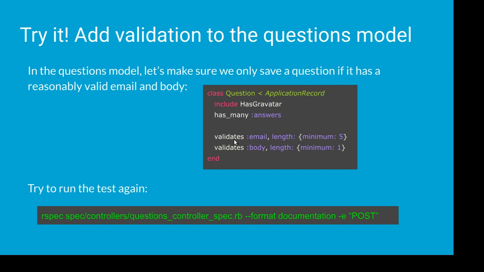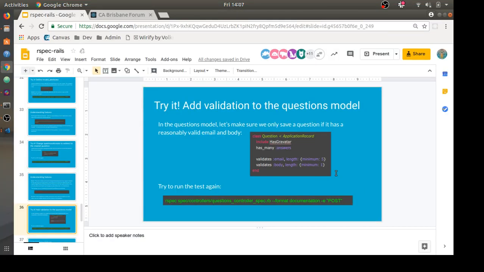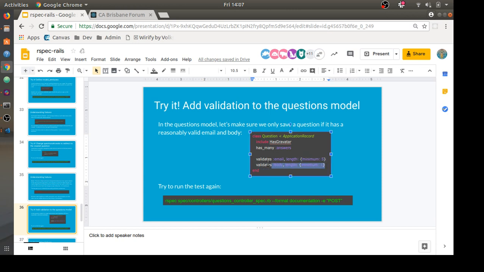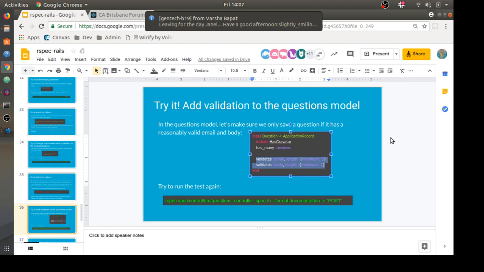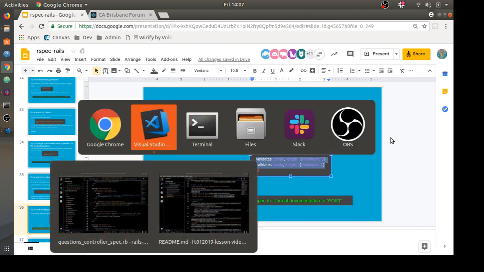So we can add these validates statements. They don't have to be these exactly. These are just reasonable validations for an email and a body, that we have at least 5 characters in people name. We could check for other things, obviously, that there's an @ in there and other stuff like that.